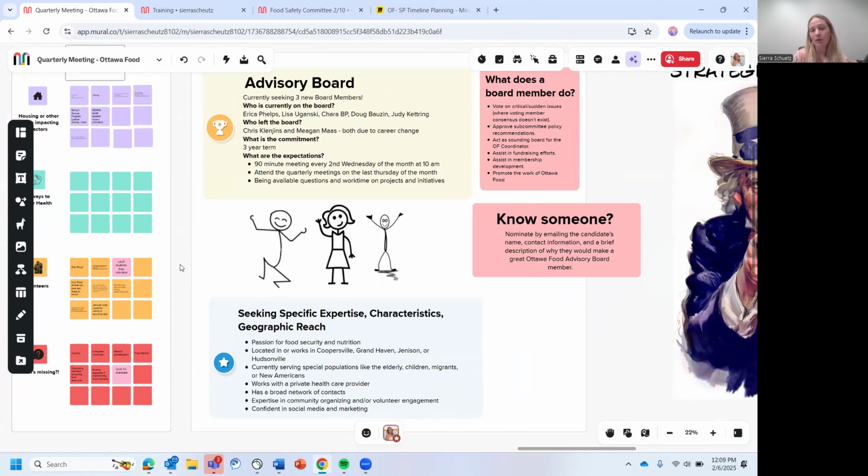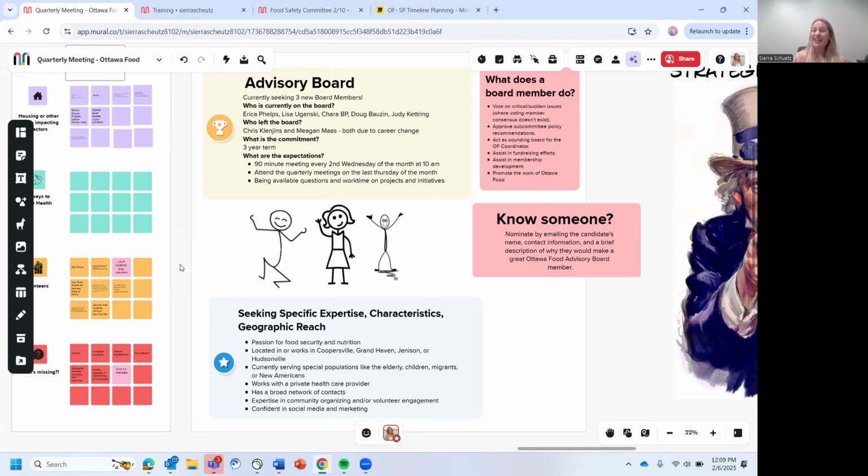And Doug has been serving for a while, and so he's voiced that he's willing to step down if somebody else wants to serve on the board. Being a board member is usually a 3-year term. And we ask that you attend a 90-minute meeting every second Wednesday of the month at 10 a.m. And then we ask that you attend quarterly meetings and be available for questions and work time on projects and ideas.